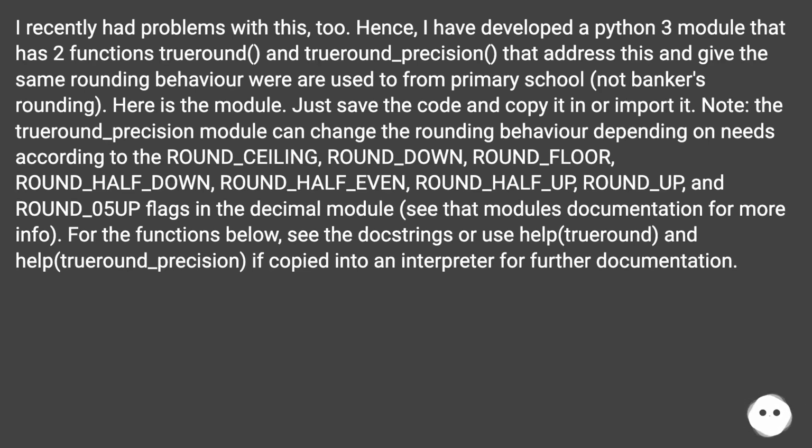Note, the trueRound_precision function can change the rounding behavior depending on needs, according to the ROUND_CEILING, ROUND_DOWN, ROUND_FLOOR, ROUND_HALF_DOWN, ROUND_HALF_EVEN, ROUND_HALF_UP, ROUND_UP, and ROUND_05UP flags in the decimal module. See that module's documentation for more info. For the functions below, see the docstrings or use help(trueRound) and help(trueRound_precision) if copied into an interpreter for further documentation.